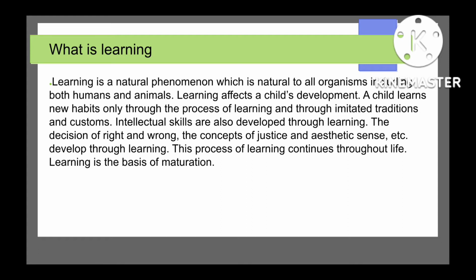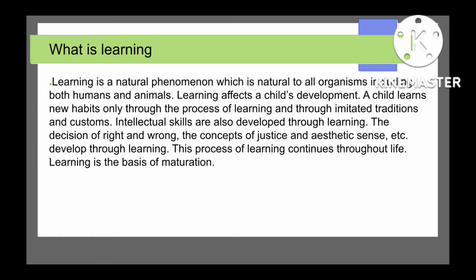Learning affects a child's development. A child learns new habits only through the process of learning and through imitated traditions and customs. So here we can see that children are affected by learning, and because of learning, a child can develop so many things, like by seeing or by imitating the customs or traditions in the family or in the society. He or she will learn so many things from the society.